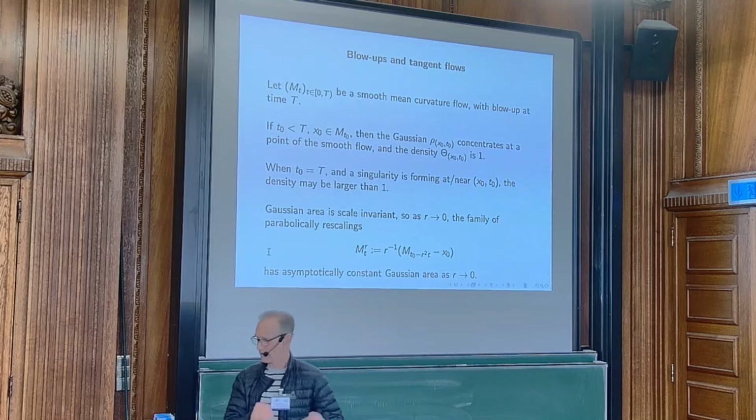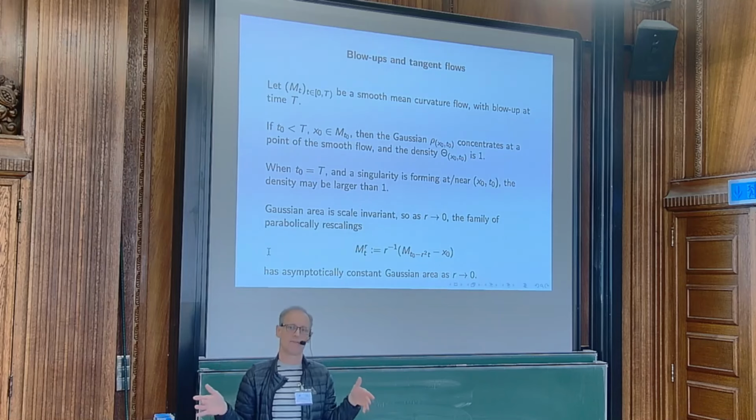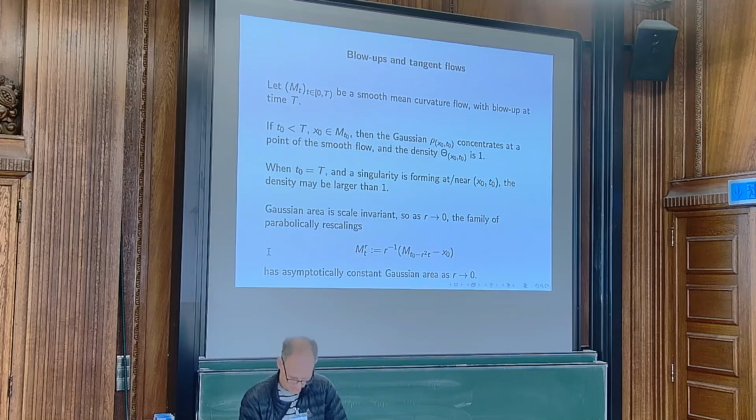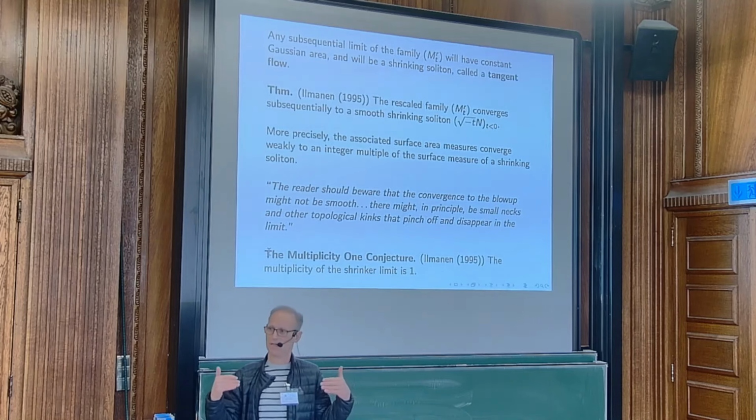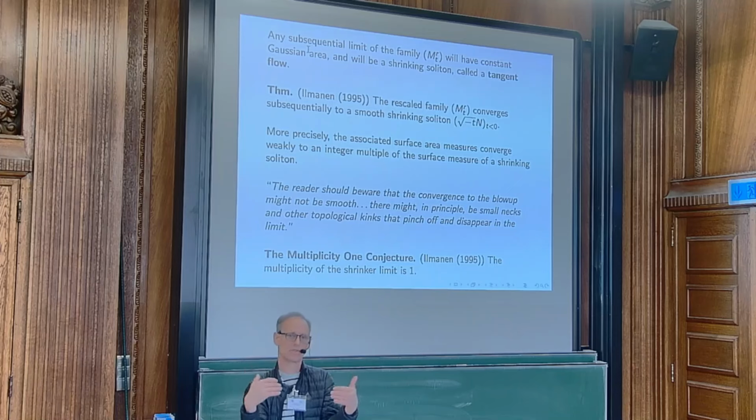If you combine that with the fact that the Gaussian area has a limit as t approaches t0, that will tell you that if you apply parabolic rescaling to a given flow, you have a family of mean curvature flows which have asymptotically constant Gaussian area. They're converging to the Gaussian density of the original flow. We already did this before in the case of a shrinking round neck pinch, but now we're doing it in general. If you have a subsequential limit of this family as r tends to 0, then that subsequential limit will have constant Gaussian area, and therefore, by Huisken's monotonicity result, it will be a shrinking soliton. Such things are called tangent flows.